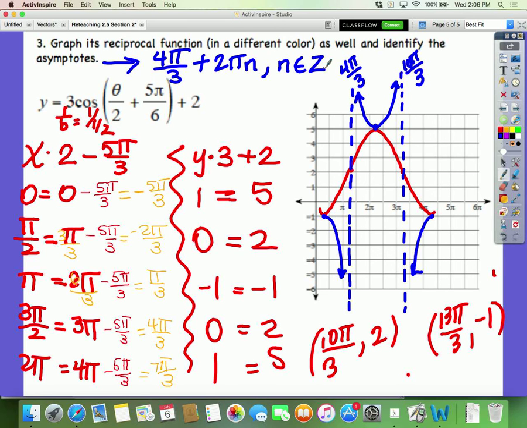And it works that way every time. If you can figure out where your asymptotes are, you write down the first one you see, figure out how far apart they are, and just add that distance. Okay?